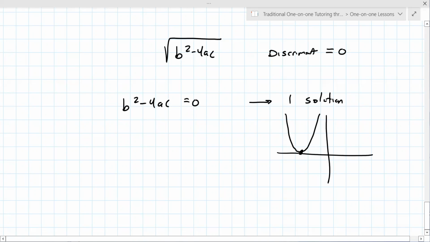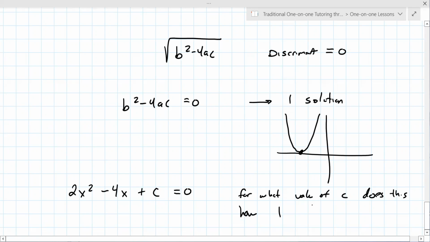Okay. So why does that point matter? That point at the bottom would be the answer. It is, but here's how the problem would be phrased. They would give you something like 2x squared minus 4x plus c equals 0, and they would say, for what value of c does this have one solution? And it's multiple choice.